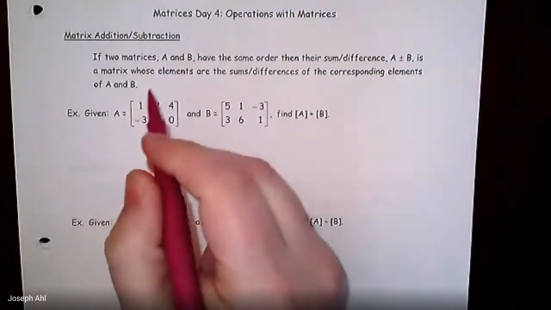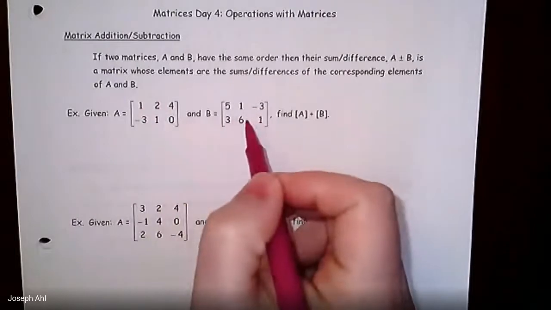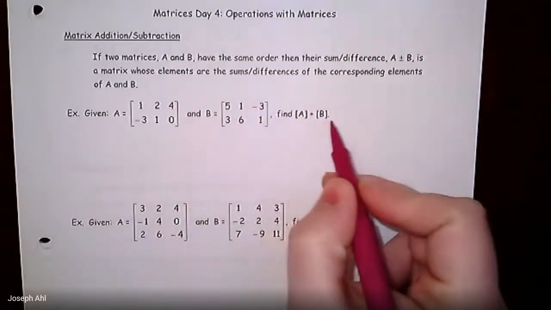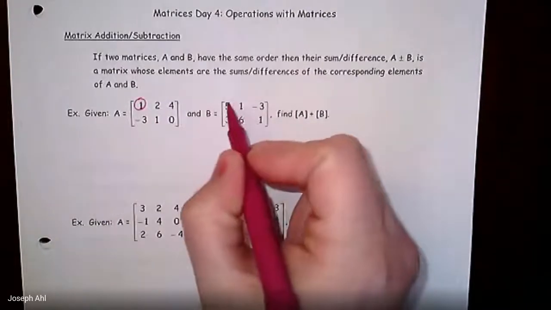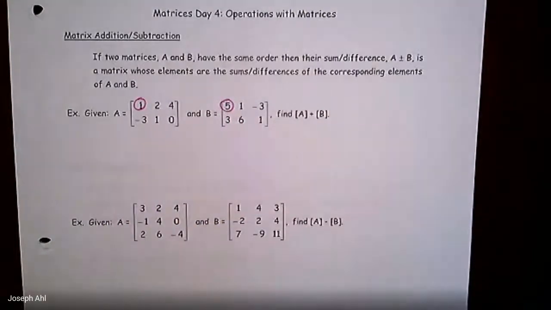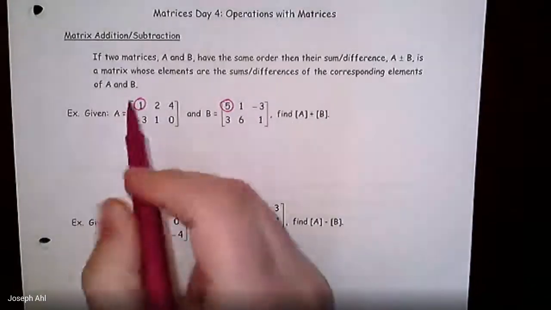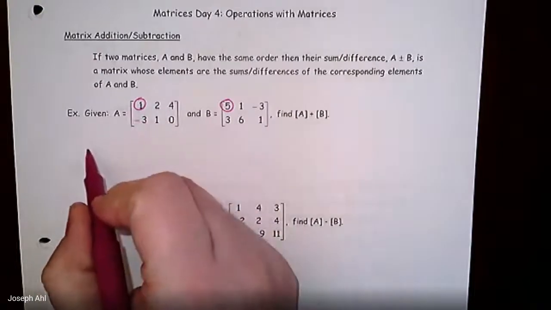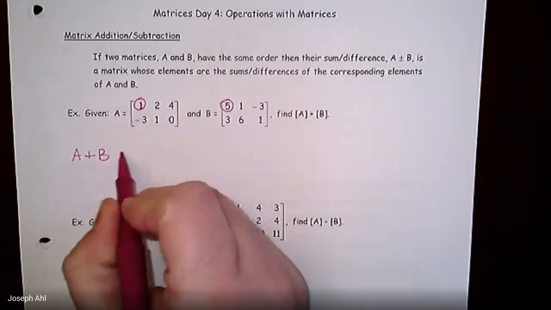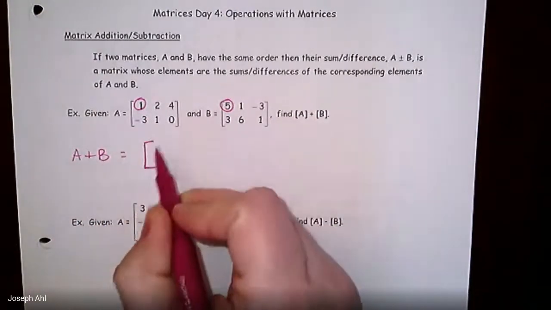So when I talk about corresponding elements, if here's A and here's matrix B, and I'm asking you to find the sum of A plus B, the corresponding elements would be, for example, what's in these two positions? They're in the first row and the first column. So they're corresponding locations with one another. So matrix A plus matrix B, in this case, would be 1 plus 5, which is 6.